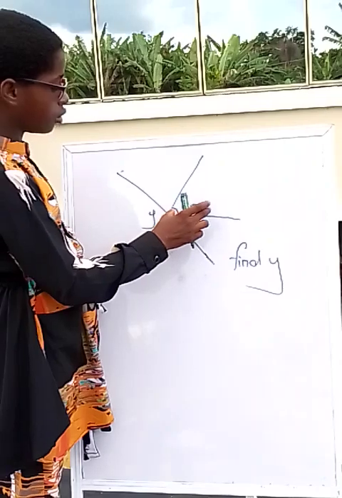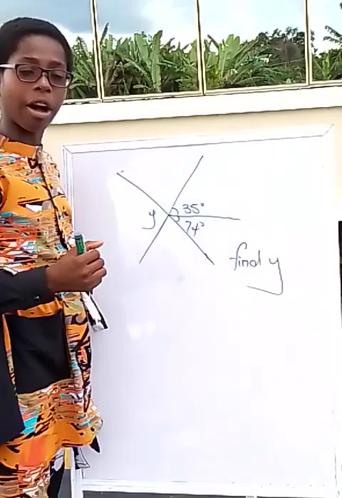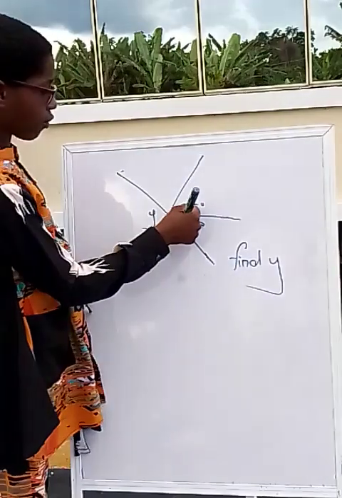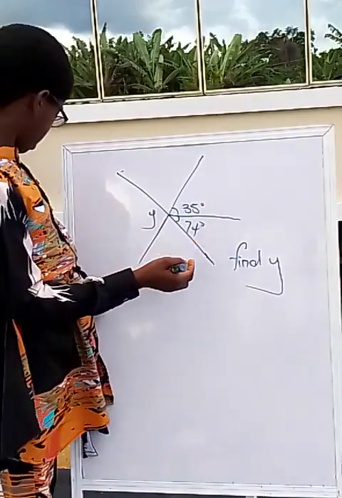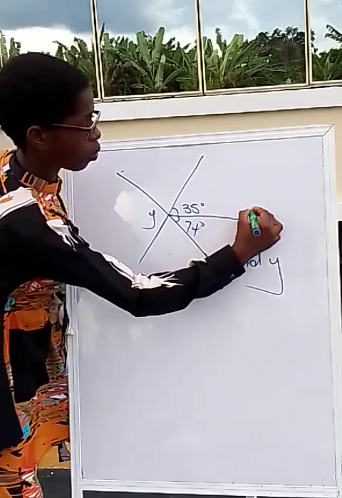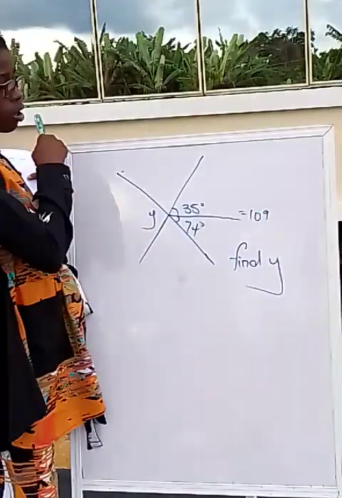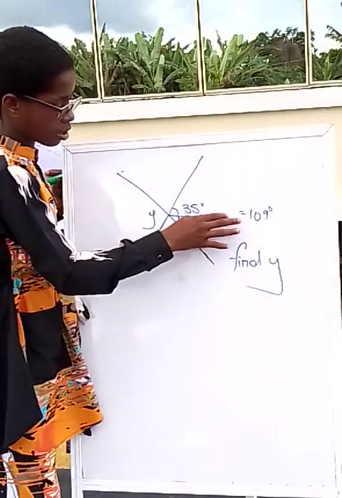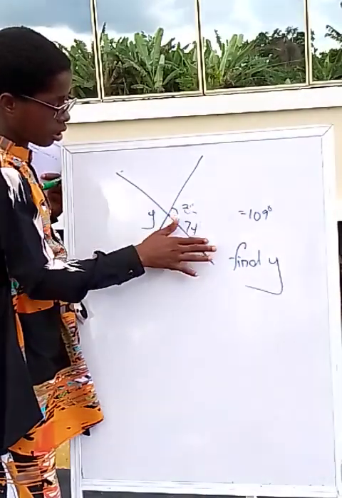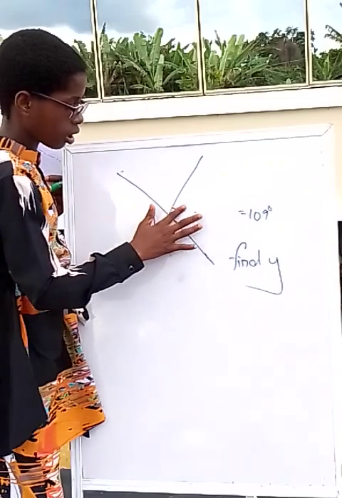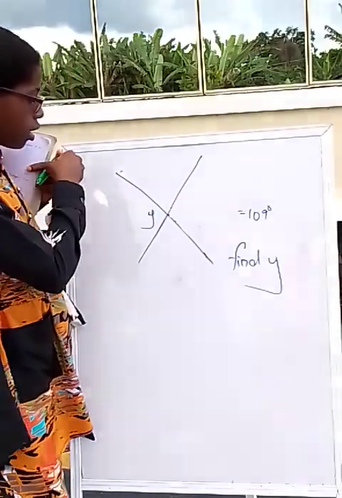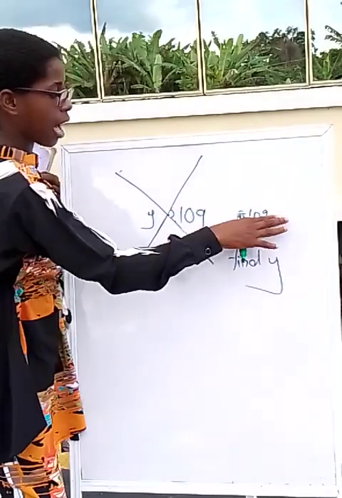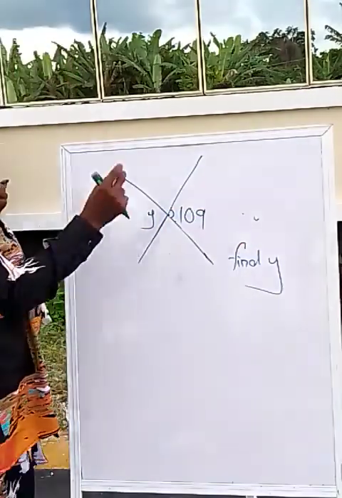Now, to find our y, we have to first find the total degrees that this side covers. To do that, we have to add 35 and 74, and 35 plus 74 will give us 109. So 109 degrees. So now we can just clean this line and say that this place is angle 109 degrees.